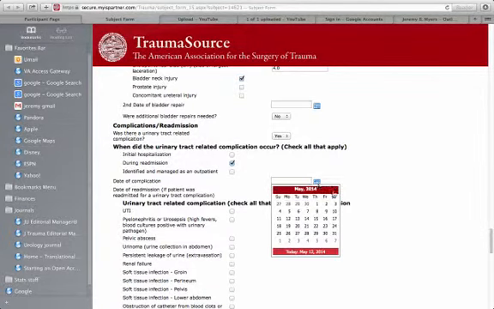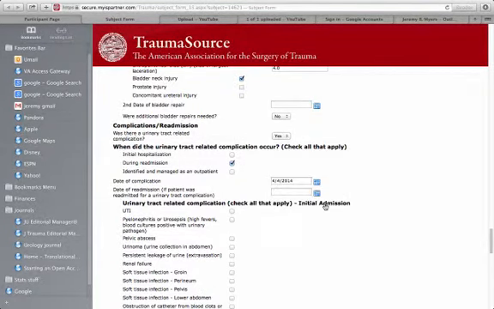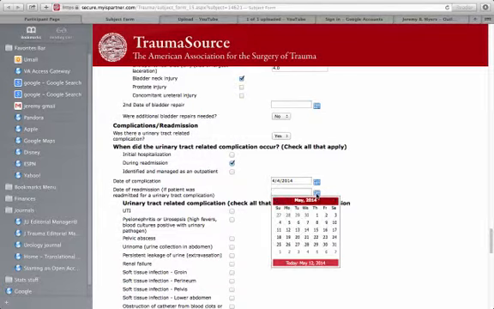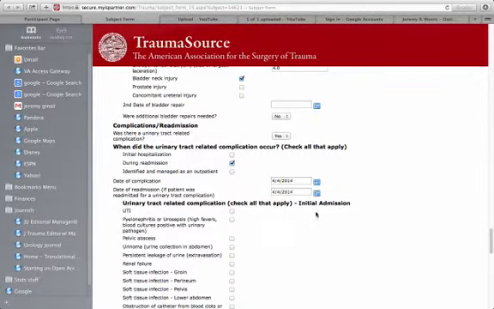The date of the complication: he was discharged on April 1st, we said. So say he came back in just a few days later. And this was also the date of the readmission related to this urinary tract infection. So we'll make that April 4th as well.